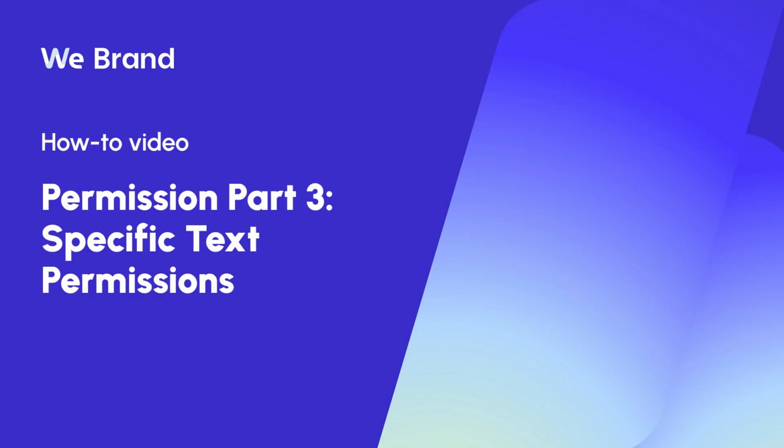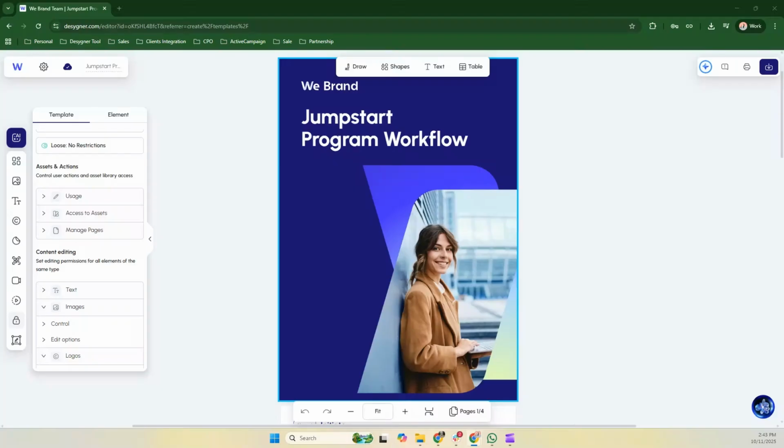In this video, we're looking at specific element permissions and especially how they work for text. These permissions follow the same principles as the general ones, but with much more granularity. They override any general permission you've set, giving administrators complete precision when controlling what users can or can't do.